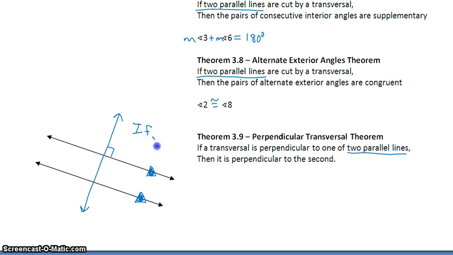My if statement actually has two parts. If my lines are parallel and my transversal is perpendicular to one of those parallel lines, then I can conclude that the transversal is perpendicular to the second line. And that makes sense. If this is a right angle and I have parallel lines, this has to be a right angle because they correspond. If this is a right angle, then this transversal is perpendicular to my second parallel line.